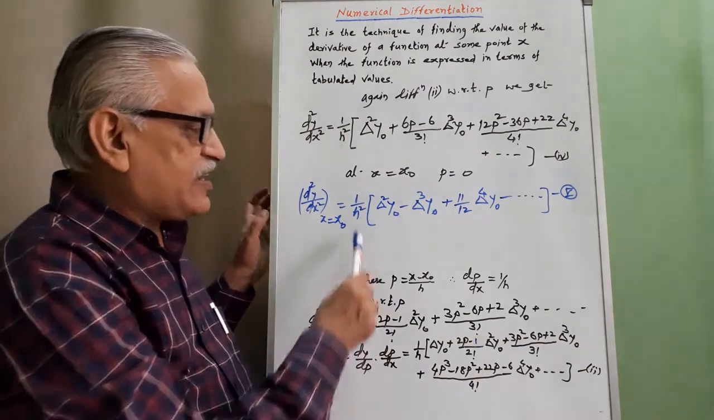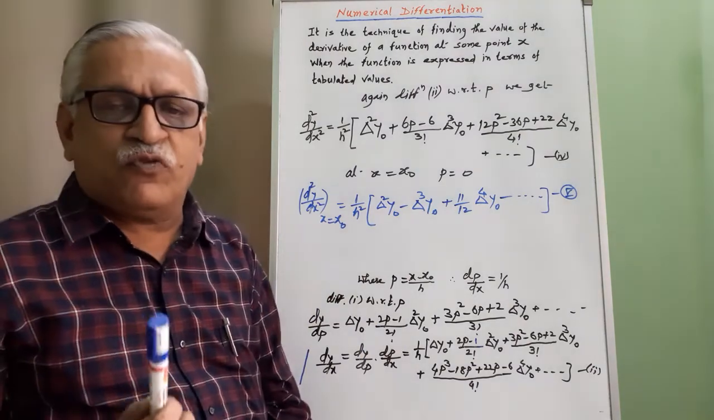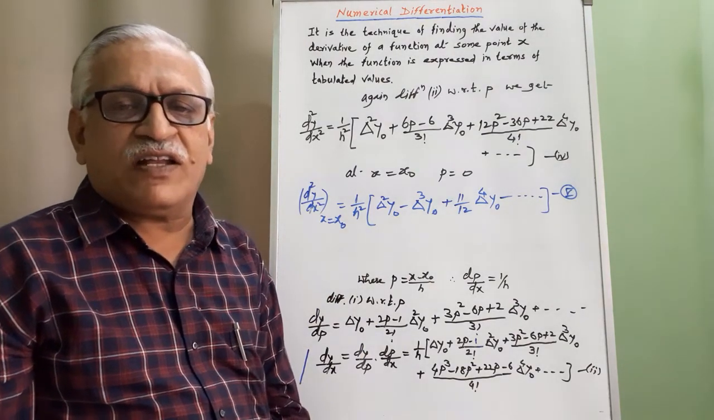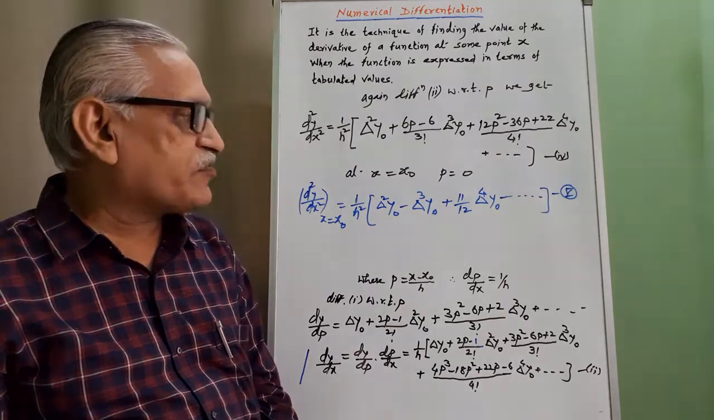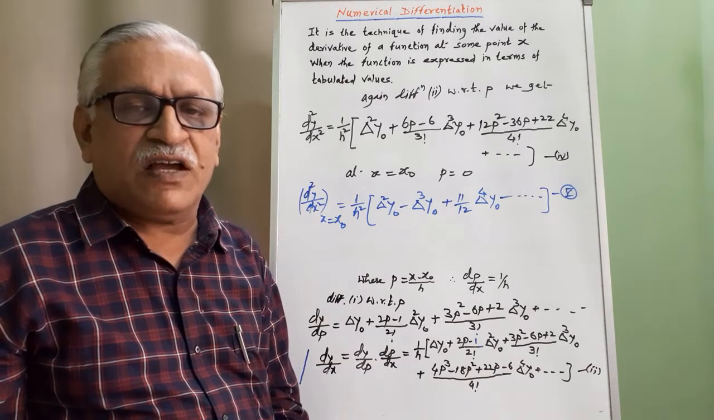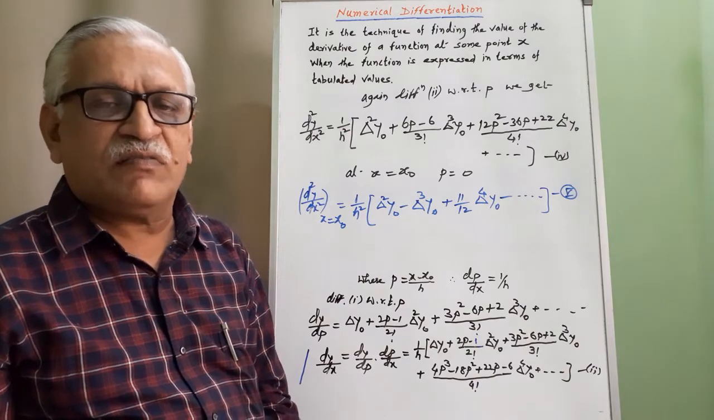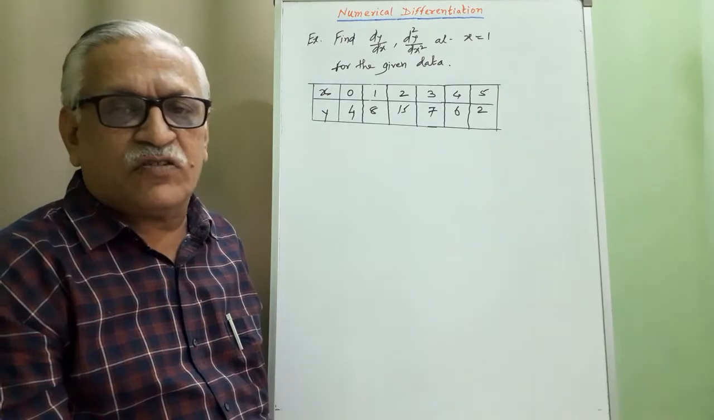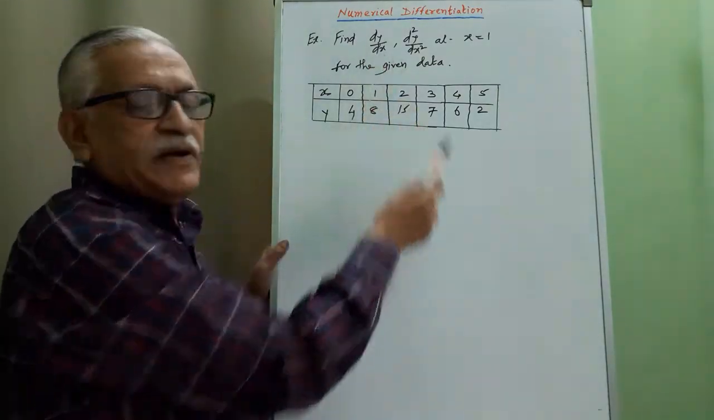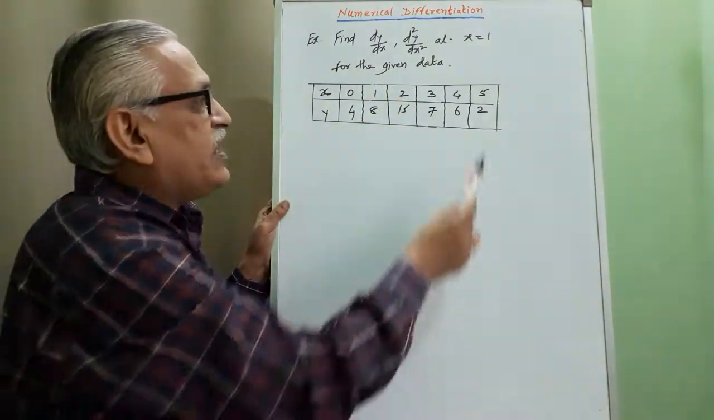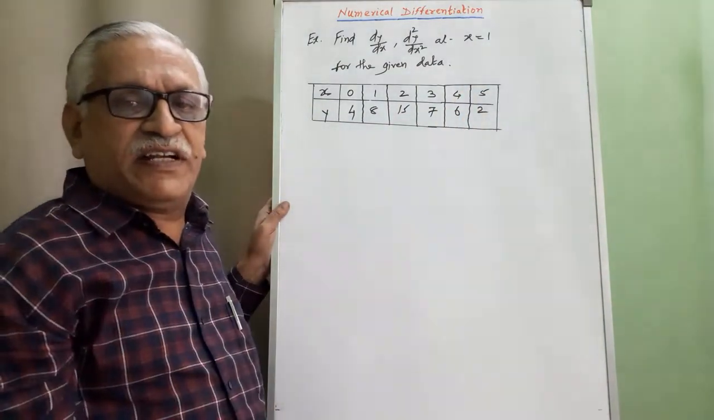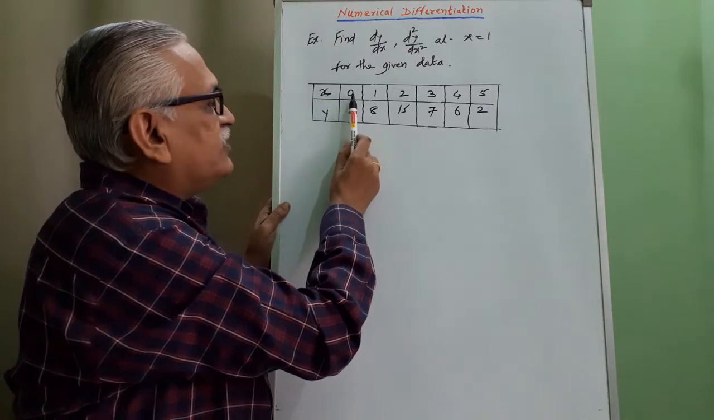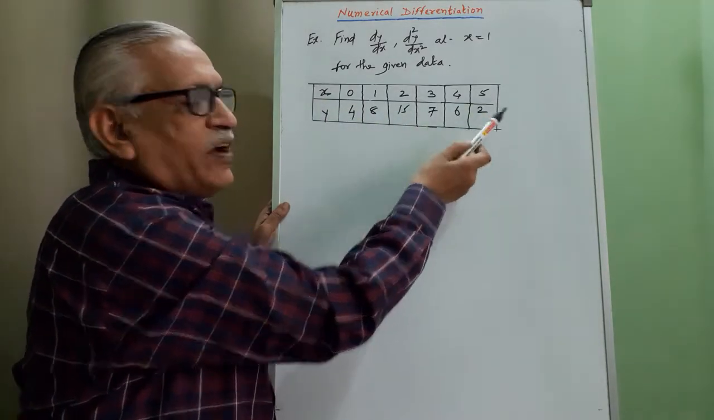Therefore, in this part I have discussed 4 different results to find out first order as well as second order derivative. I will discuss one simple example based on these formulas. Let us try to solve the problem. Find dy by dx as well as d2y by dx square at x is equal to 1 for the given data. That table is, the values of x are 0, 1, 2, 3, 4, 5.